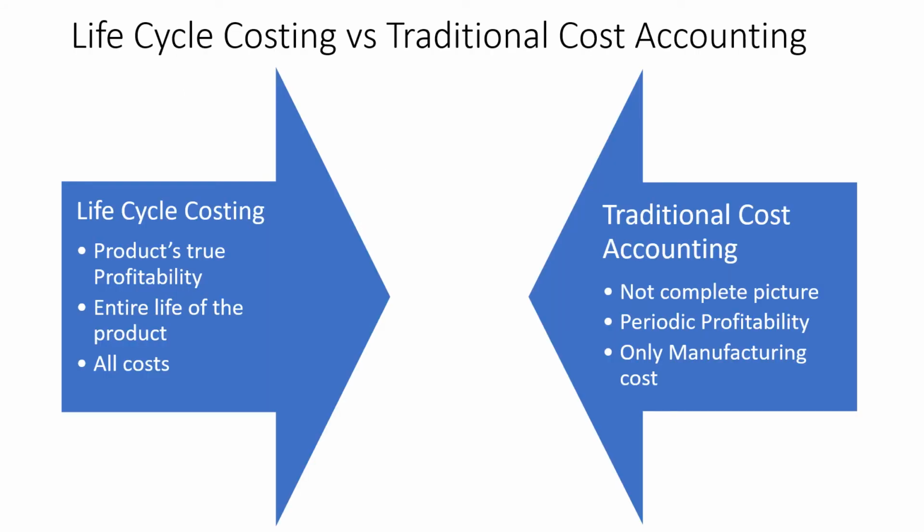Just to sum up the differences between life cycle costing and traditional cost accounting. In life cycle costing, you do the costing of a product right from the inception to abandonment. You look at the true profitability of the product over its life cycle. You include all costs, pre, post, upstream, downstream, all costs. Whereas you don't do these things in your traditional cost accounting.